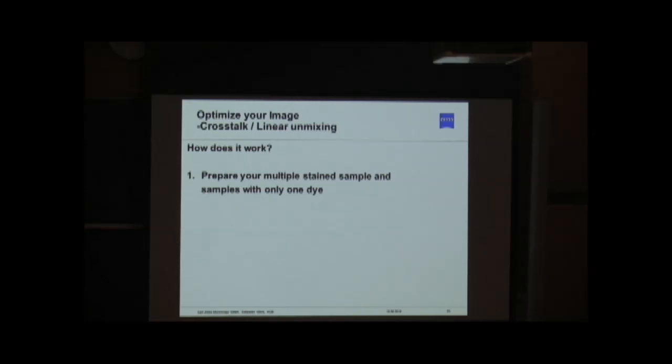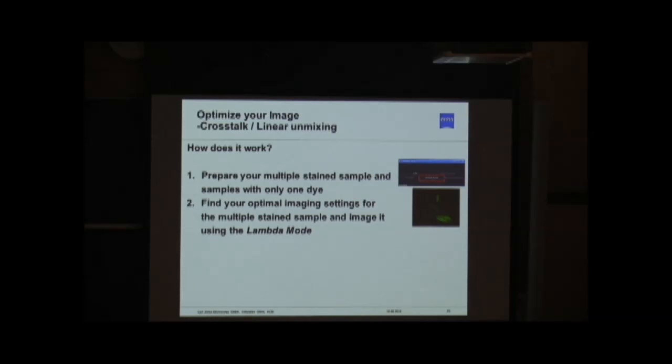First, you should prepare the sample with your multiple dyes, right? So what you normally do, you have your protocol, you put, in this case, two antibodies on it, and you get the result. However, what you should do, and this is the catch when it comes to linear unmixing, is also prepare samples with the same protocol where you only use one dye, right? Where you only have one type of cell expressing one fluorescent protein, in this case GFP and YFP. Once you have that, use the multiple stain sample, go to the lambda mode in your imaging setup, and image it. You will get this image where you have an overlap of all different cellular populations.